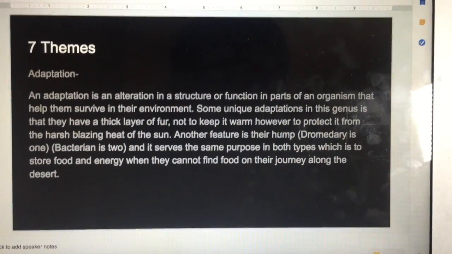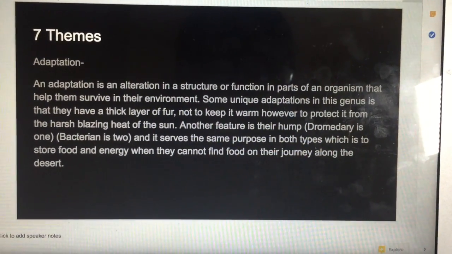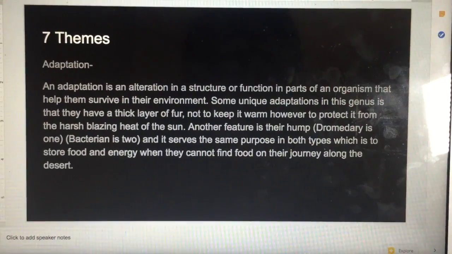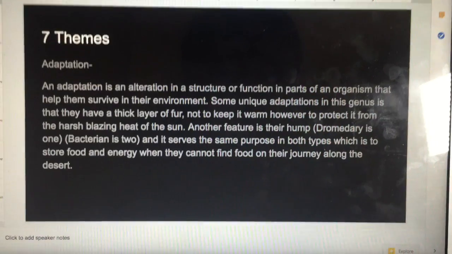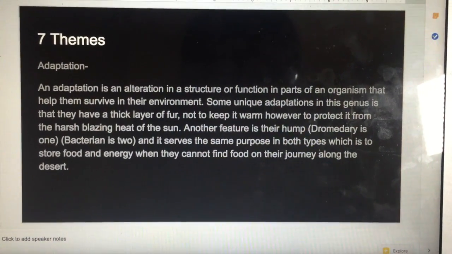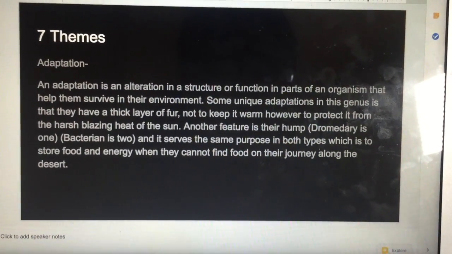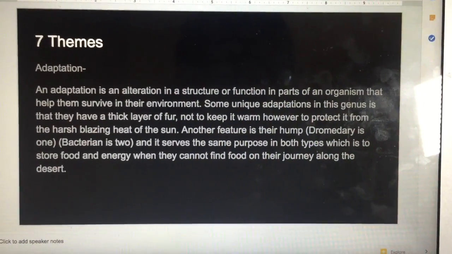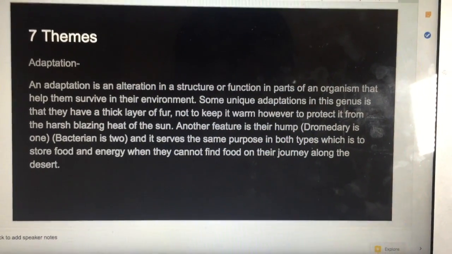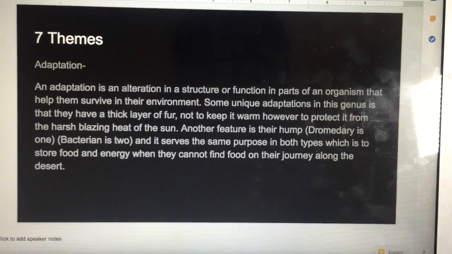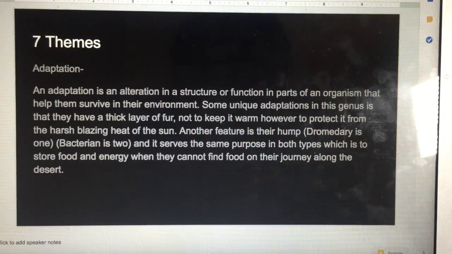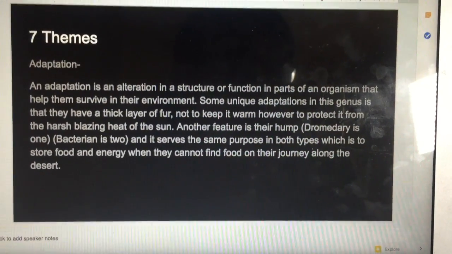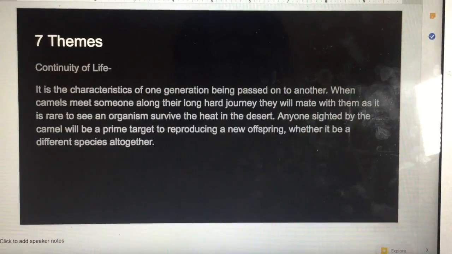An adaptation is an alteration in a structure or function in parts of an organism that help them survive in their environment. Some unique adaptations in this genus are that they have a thick layer of fur not to keep it warm, however, to protect it from the harsh blazing heat of the sun. Another feature is their hump. The dromedary has 1 and the Bactrian has 2, and it serves the same purpose in both types, which is to store food and energy when they cannot find food on their journey along the desert.